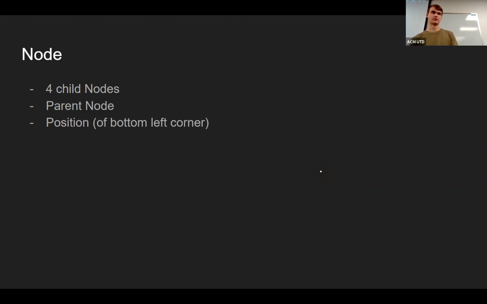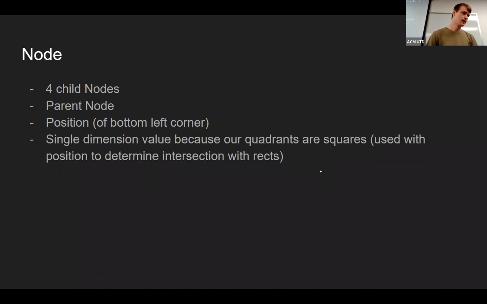Each node also needs to store its position, because a node represents some partition of our world's space, some area. And so it needs to know where it is. And I've just assigned it to the bottom left corner. This is assuming your basic graph axis layout, where positive Y is up the screen and positive X is to the right. So having things at the bottom left corner is just a good standard for that.